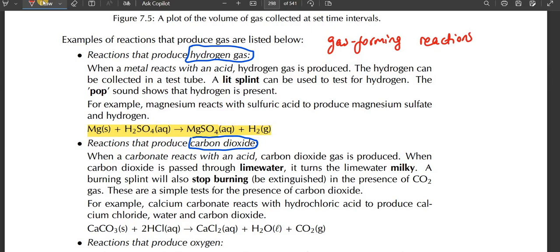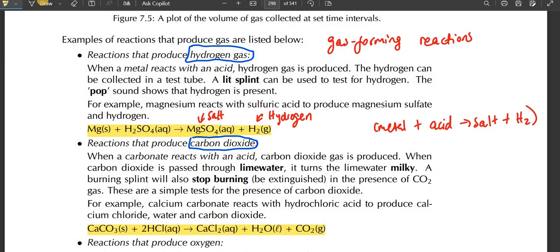So the common one is magnesium plus hydrogen sulfate, which is an acid. So you have a metal plus an acid. What does it produce? It produces a salt plus hydrogen. That's why you see this is your salt here, and then this is your hydrogen gas. So these are called gas forming reactions, which means reactions that form a gas as a product.